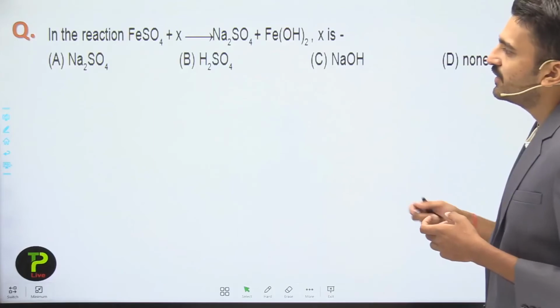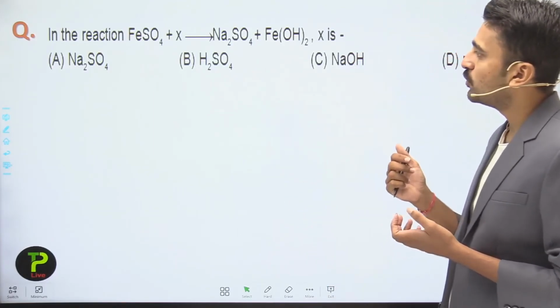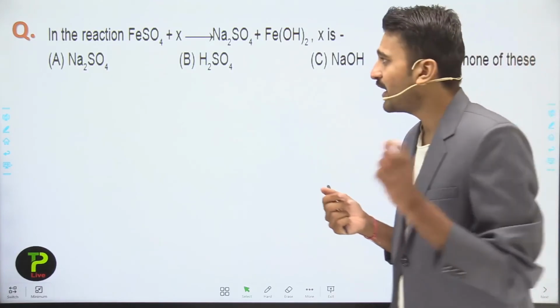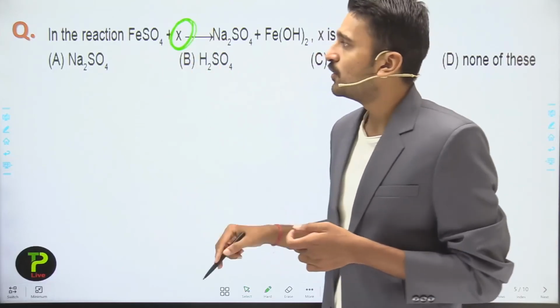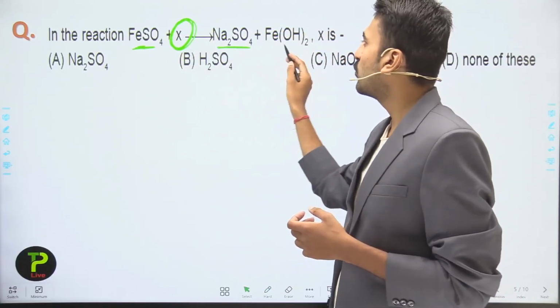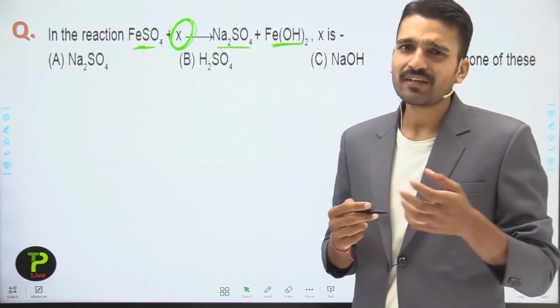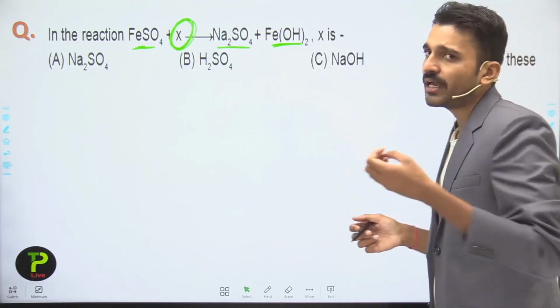Moving on, in the reaction FeSO4 plus X gives Na2SO4 plus Fe(OH)2, what do you have to find? You have to find this missing substance. This particular reactant on reacting with X forms these two products. So you have to find the chemical formula for X.